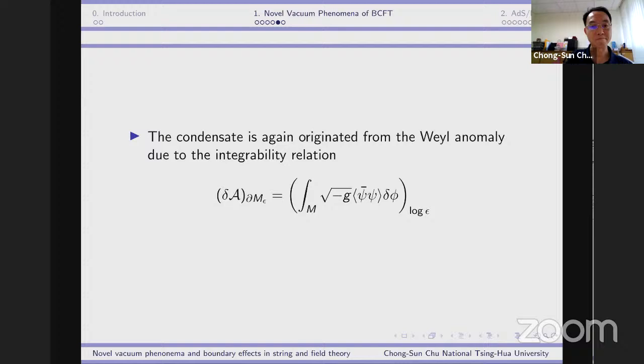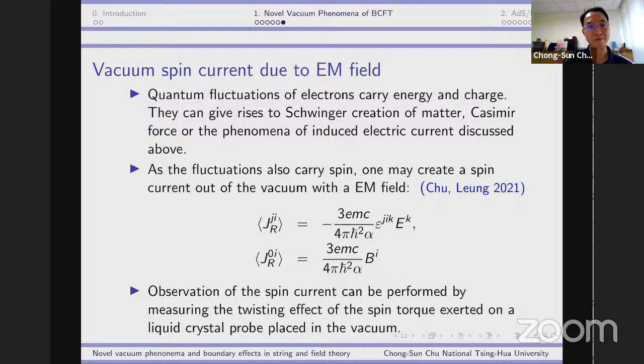Now, there's another interesting vacuum phenomenon, which is the generation of a spin current in the presence of an electromagnetic field. So we all know quantum fluctuations of electrons or the Dirac field carry energy and charge. The energetic part of the quantum fluctuation gives rise to many interesting effects, for example, the Casimir effect or the Schwinger effect. The charge aspect of the quantum fluctuation basically gives rise to the induced electric current, which I talked about earlier. Now, if you follow this thinking, then you may ask, since quantum fluctuation of the electrons also carries spin degrees of freedom, does it lead to any interesting phenomena?